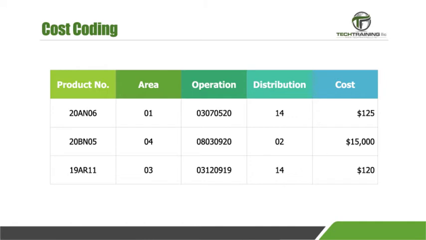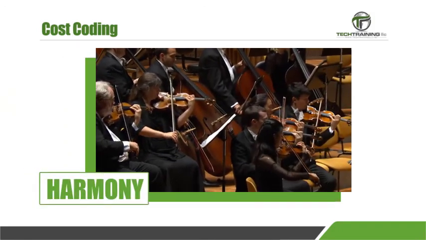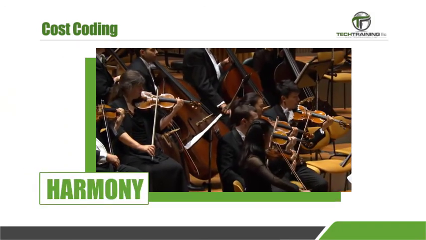Note, product number 19AR11 is also concrete, and since its purchase in December of 2019, the price increased $5 per yard. Finally, the distribution number may be associated to a specific vendor, equipment supplier, material, and so on. This keeps office and field personnel in harmony for budgeting and payment purposes.